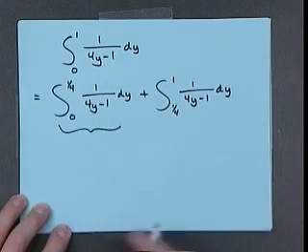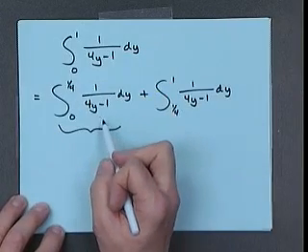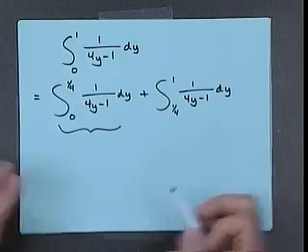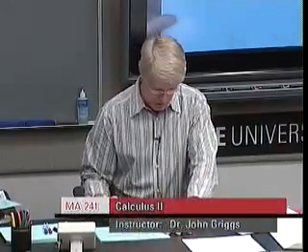Let's look at this one. If we determine that this one diverges, can this one save it? No. So if you look at either one and it diverges, you're done. The integral itself diverges.